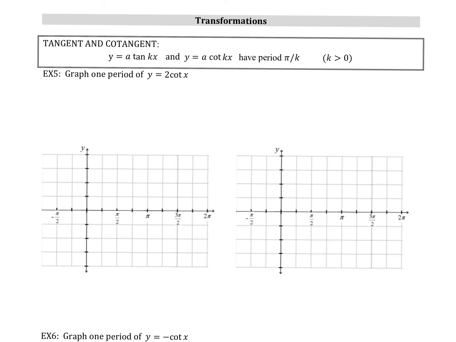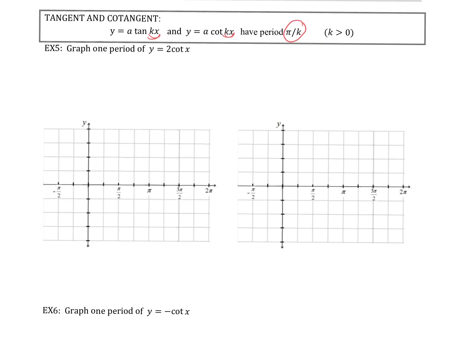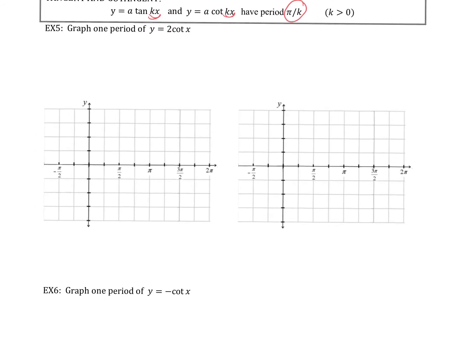Alright, so here we have our tangent and cotangent, which we did go over, with their period of pi divided by k if there happens to be a number inside, times your x value. Alright, so we're going to go ahead and graph one period of y equals 2 cotangent of x. Take a second and write down the important information for cotangent. What do we know about cotangent? The things we need are the asymptotes, zeros, and the ones.